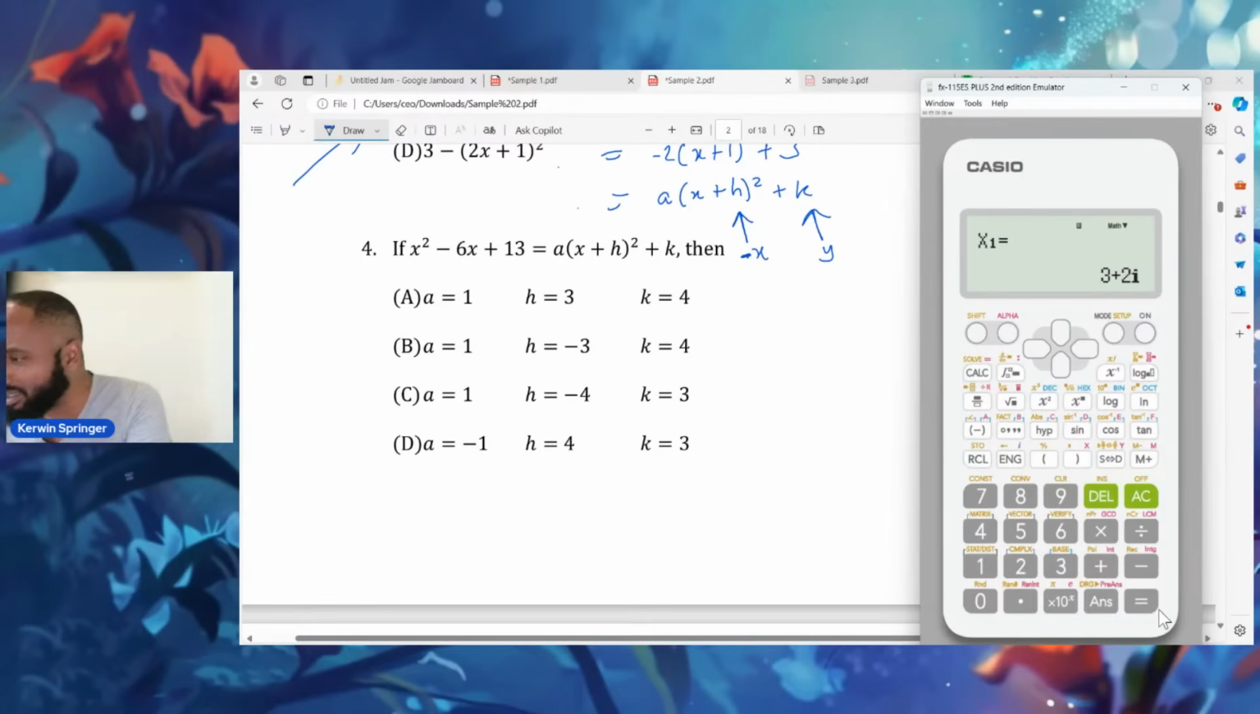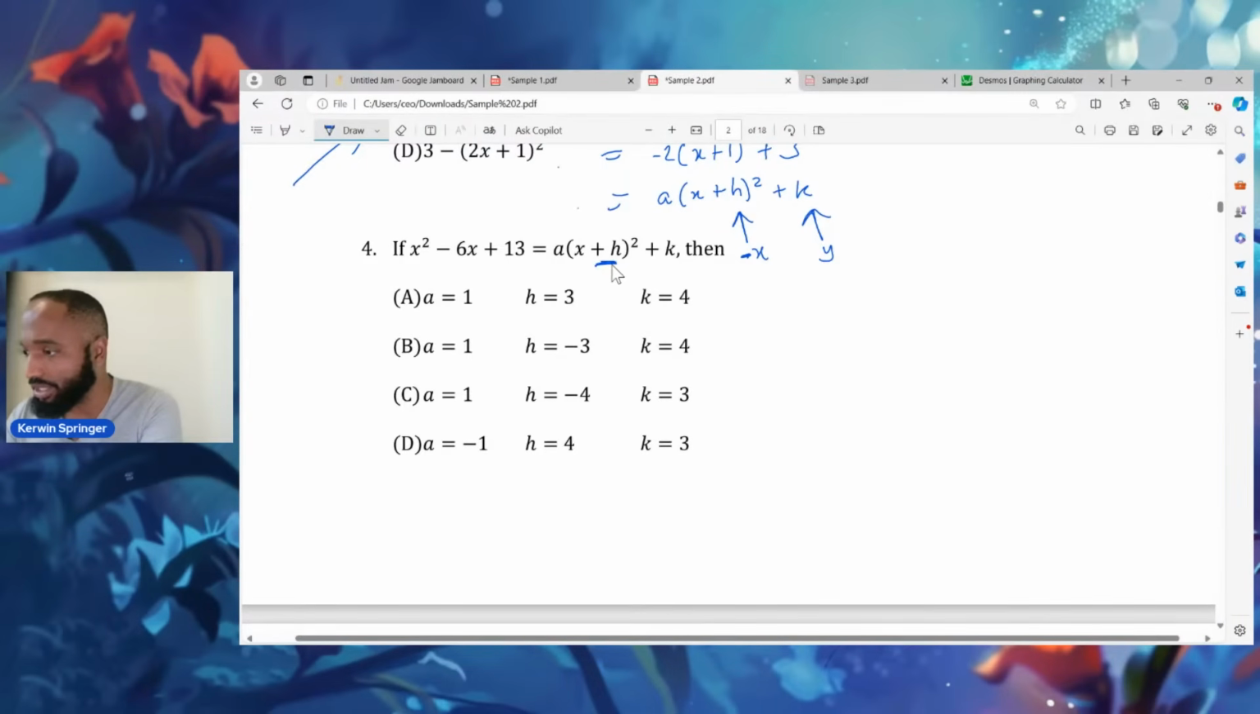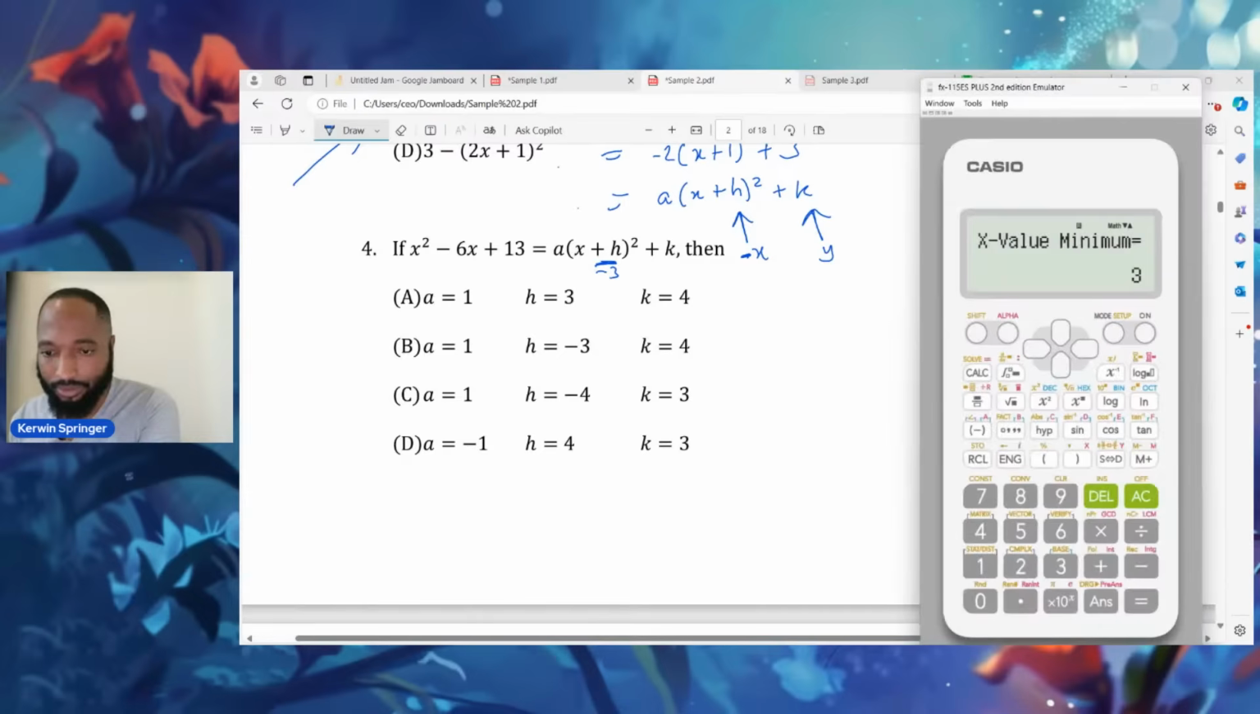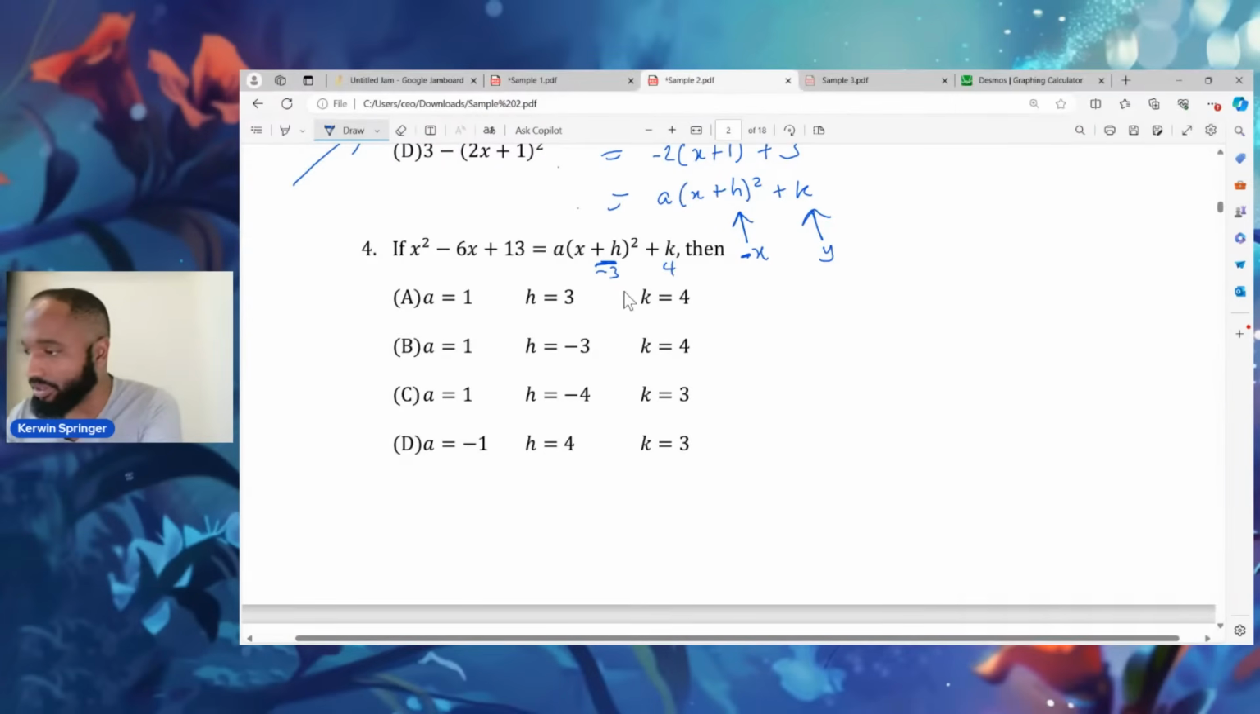Again, imaginary numbers here, for the roots. But we don't care about the roots. So I know this has to be negative 3 since I get 3 on the calculator. And then k is 4. Just read off that value there. So h is negative 3, k is 4, a remains 1. B is the answer.